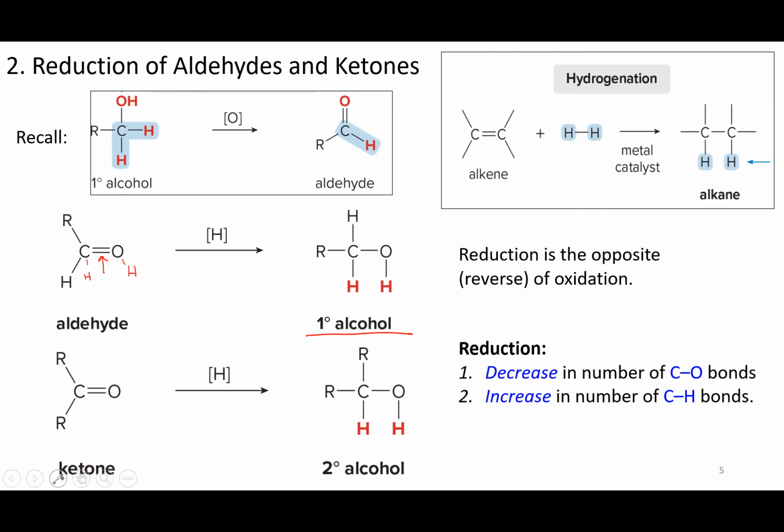Let's see how this works with a ketone. It's going to work the same way. It's just your product is going to be a secondary alcohol rather than a primary. But we do the same thing. We break that bond there so that we can add hydrogens on either side. And then you end up with your H2 down here.